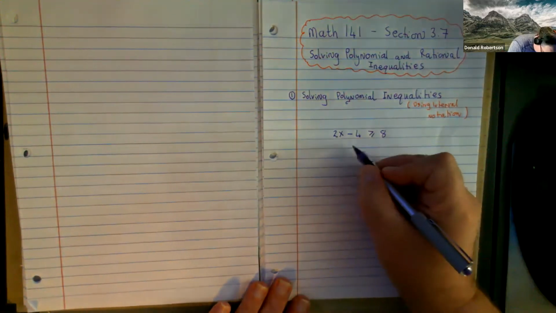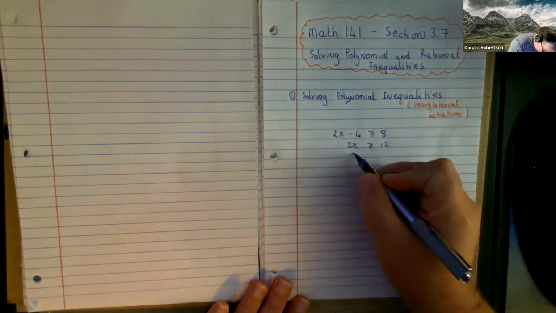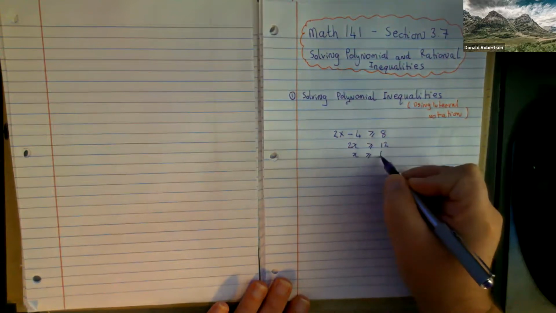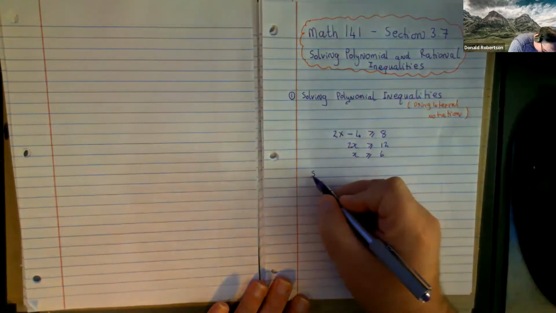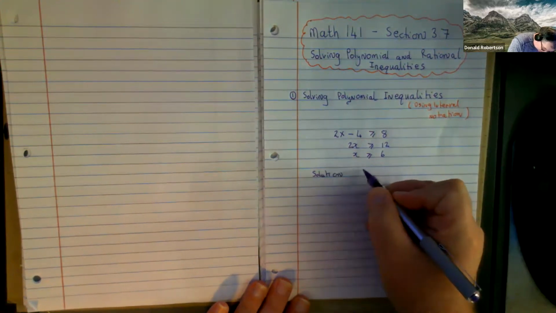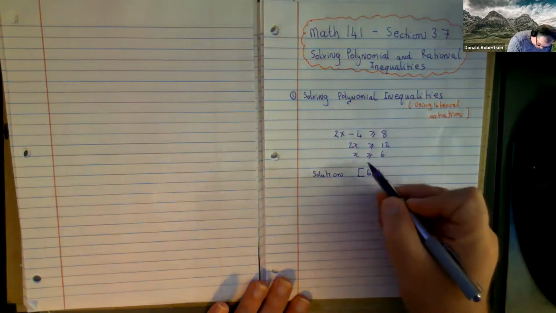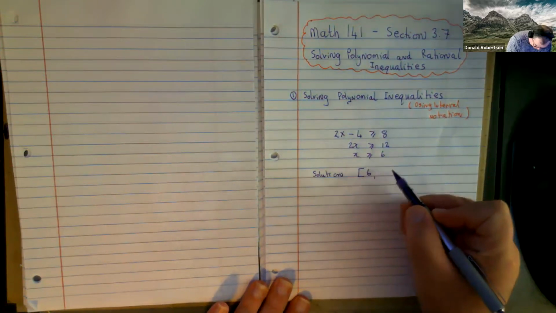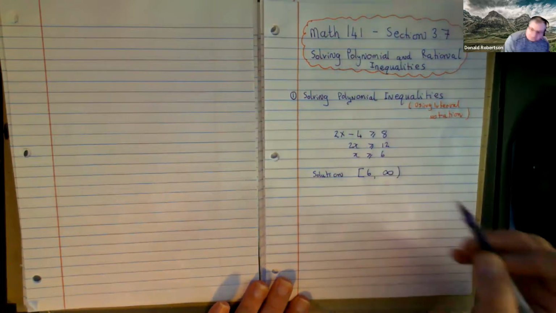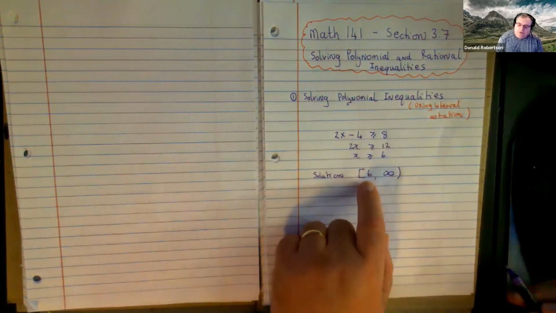And when you add 4 to both sides, and then you divide both sides by 2, you get that. And you would write the solution down in interval notation like this. A square bracket at 6 means you can use 6. And since x has to be greater than 6, you say 6 to infinity. And so that would be the solution to this linear inequality in interval notation.